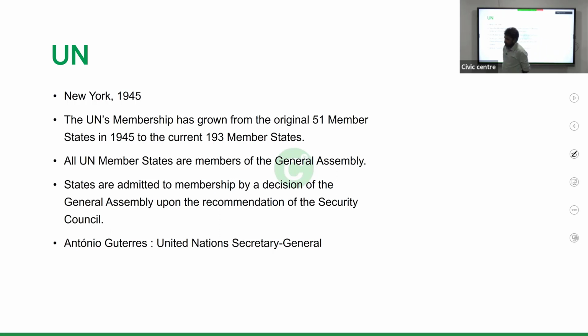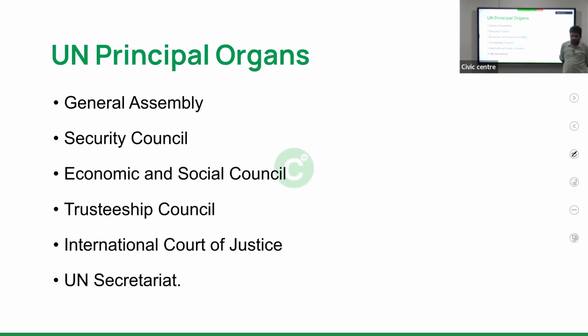Clear? So in the United Nations, you have six principal organs: General Assembly, Security Council, Court of Justice, Secretariat, Trusteeship Council, Economic and Social Council. You should remember the six organs. I'll give the PDF on Telegram, just pay attention. So there are six organs or principal organizations of the United Nations.